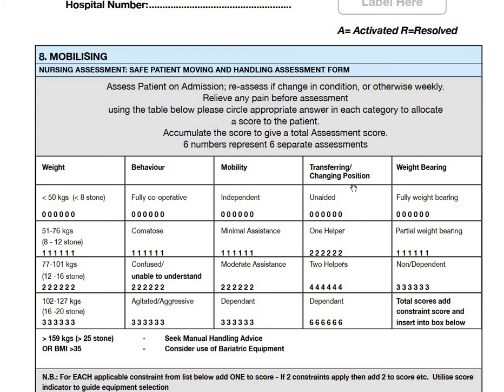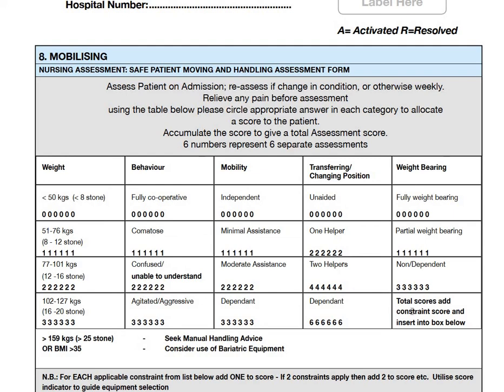Changing or transferring position, if they can do this unaided, they score a 0. If they require 1 helper, they score a 2. If they require 2 helpers, they score a 4. And if they're dependent, they score a 6. Weight bearing, if the patient is fully weight bearing, they score a 0. If they're partial weight bearing, they score a 1. If they're non-weight bearing or dependent, they score a 3.